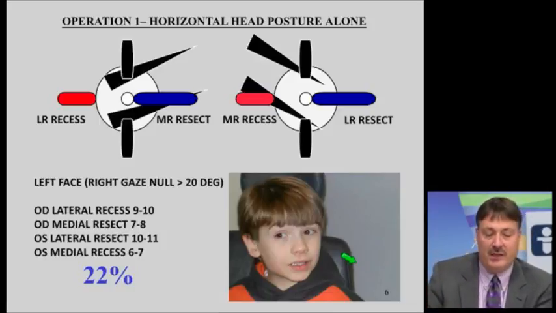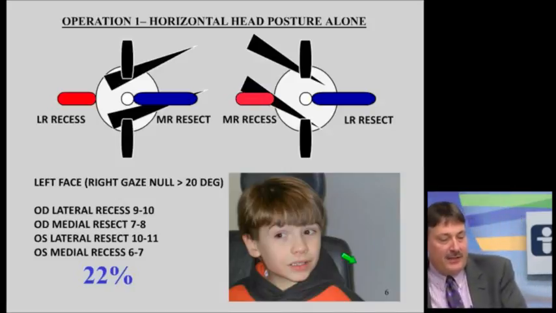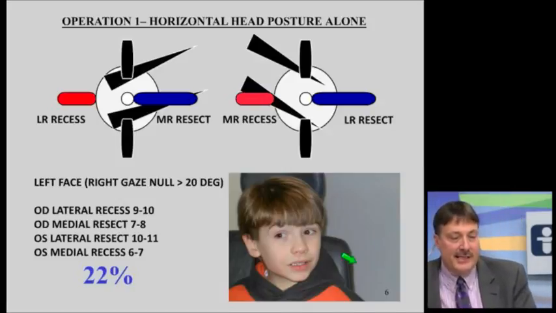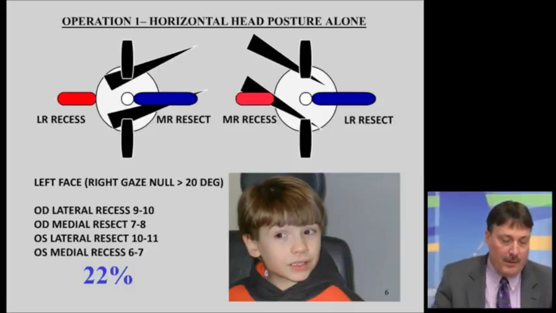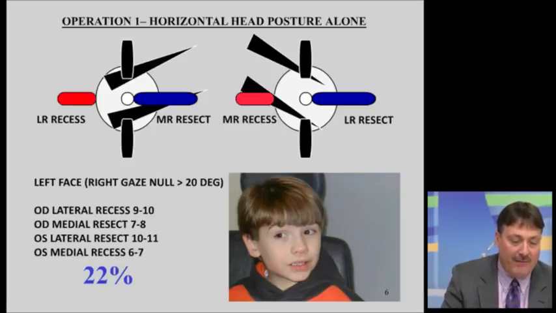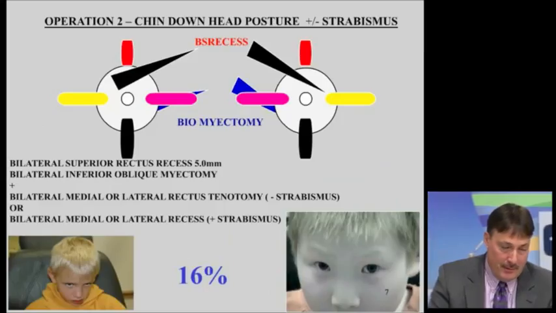So the first one is very simple, and in 22% of the patients that I operate on, a standard Anderson-Kestenbaum procedure or a horizontal recess resect is performed on each eye, as David suggests, or Paulo suggests, and it's still about 1 out of 5 patients who have nystagmus surgery.